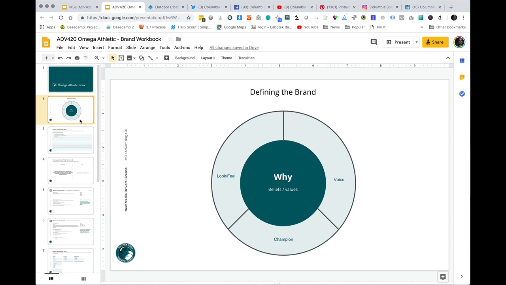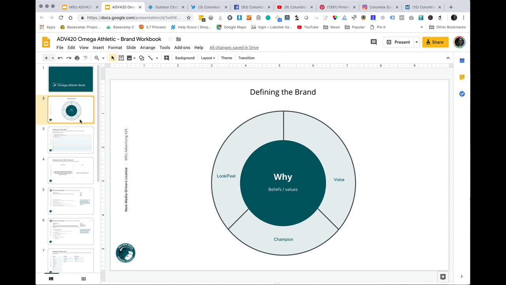Now, the first slide is just a reminder of some of the things we talked about in class about what makes up a brand. So a brand is different than a company because there's a lot of meaning associated with the brand, and that's where we start. So we're looking at why does this brand exist, which is really just a combination of what are the beliefs and values that the brand holds.